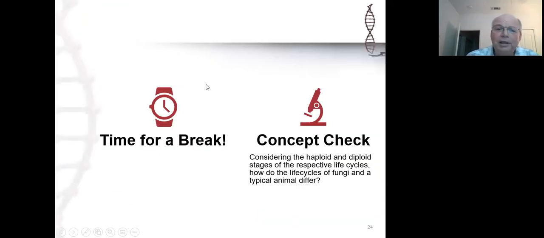So we'll take a quick break here for a concept check. I'm not going to stop the recording this time, just talk about the concept check question, because we've got a couple of short sections in here. Considering the haploid and diploid stages of the respective life cycles, how do the life cycles of a fungus, I should say fungus there, not fungi, and a typical animal differ?